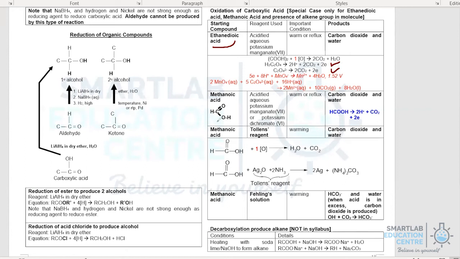The next example we look at is none other than your methanoic acid. That's kind of like a fake carboxylic acid molecule. Why is that so? Because methanoic acid contains a carboxylic acid group. However, at the same time, it also contains an aldehyde group. So the aldehyde group can be easily oxidized by your potassium dichromate or your manganate, the traditional oxidizing agents. It could also, in fact, be oxidized by Tollens' reagent as well as Fehling's reagent because of the presence of the aldehyde group.